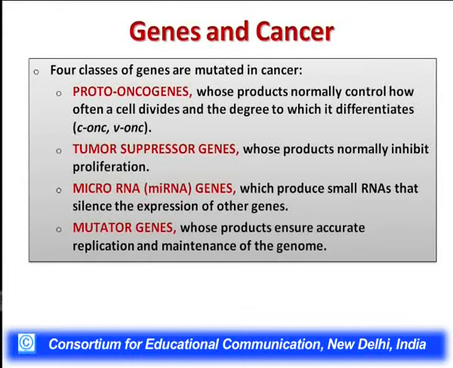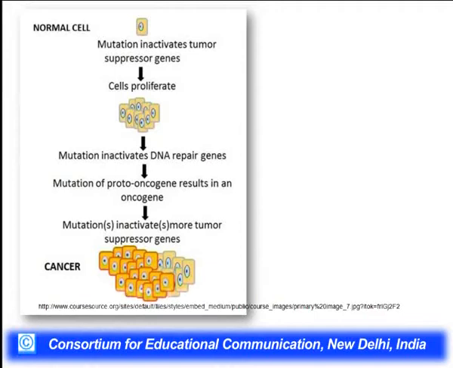The second most important genes are called tumor suppressor genes. These genes are the ones whose products normally inhibit cell proliferation. Then comes the microRNA, the miRNA genes, which produce small RNAs that silence the expression of other genes. And the fourth are the mutator genes, whose products ensure accurate replication and maintenance of the genome. Now let's see how exactly a normal cell changes into a cancerous cell.